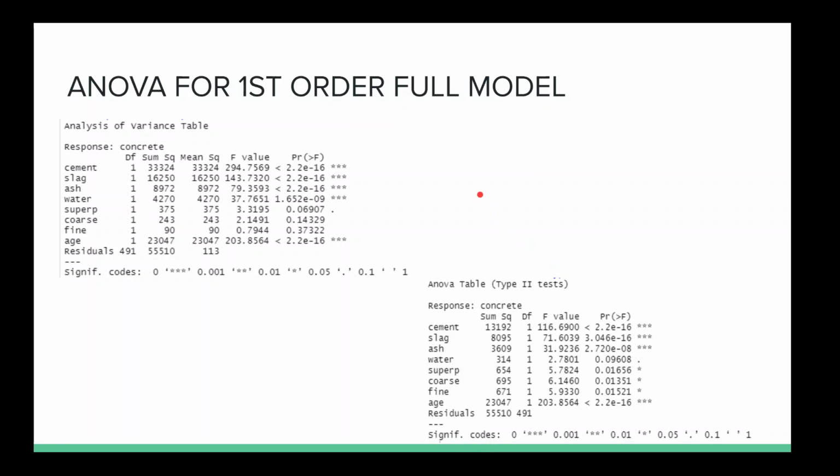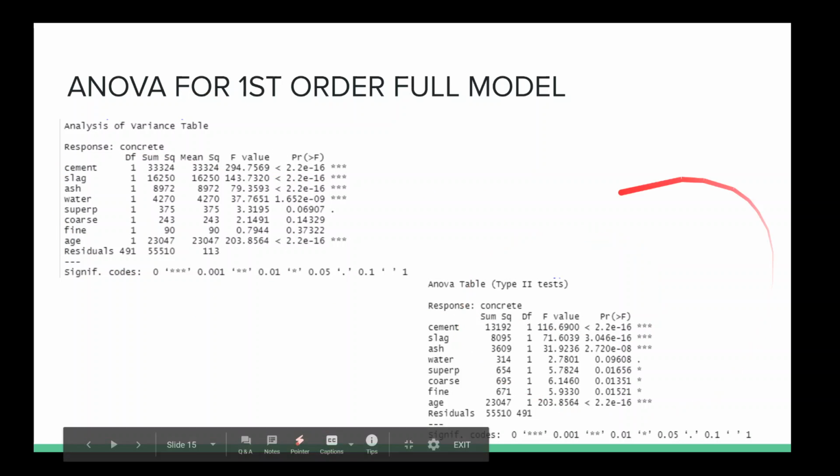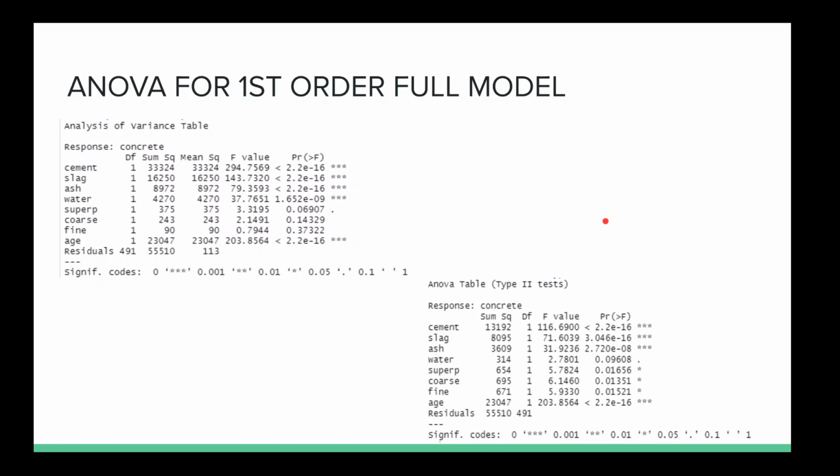Now, let us compare the type 1 and the type 2 ANOVA models. The order in which the variables are entered matters. This can be seen when putting the first ANOVA and second ANOVA side by side. This suggests that the variables have a chance of being interdependent within each other.